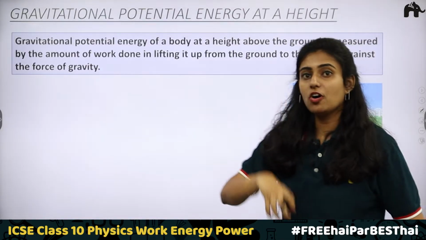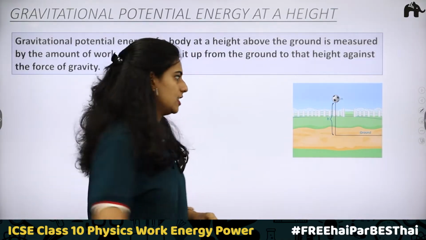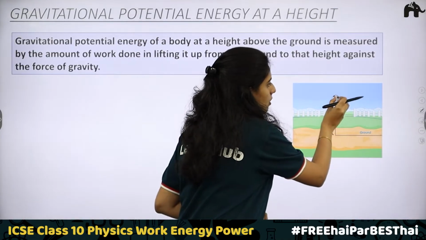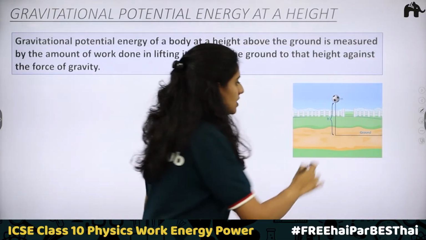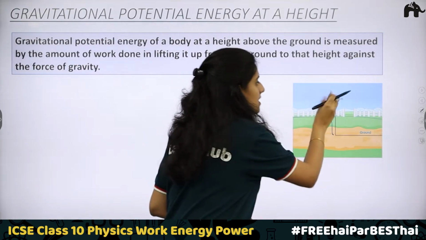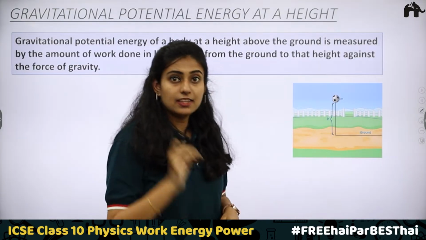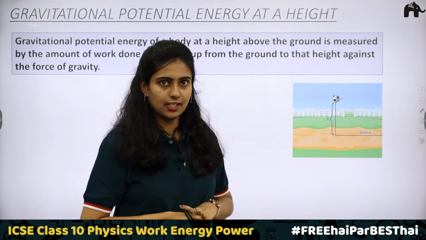Next is gravitational potential energy at a height. When you are lifting a body to a height, what is happening? The body is gaining the gravitational potential energy. Here you have a body of mass m. It was initially on the ground. Now it is raised to a height h. It has gained some energy, and this energy is stored in the body as gravitational potential energy.